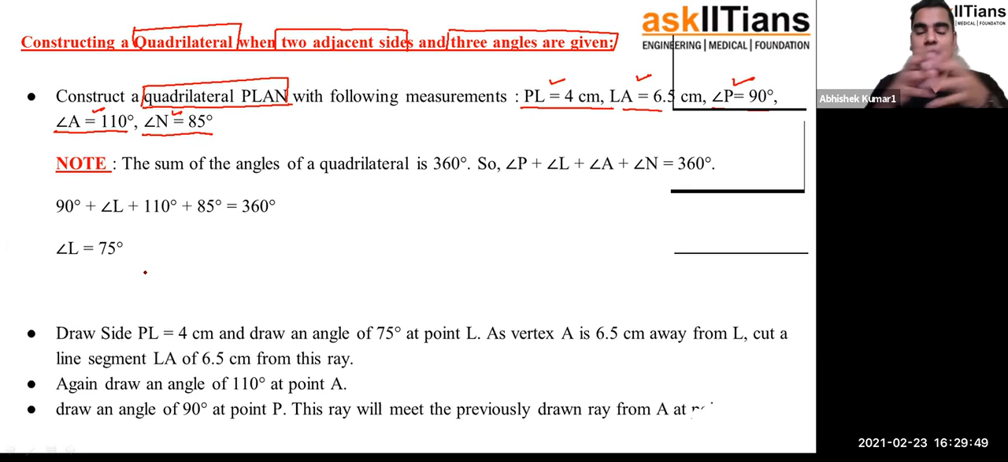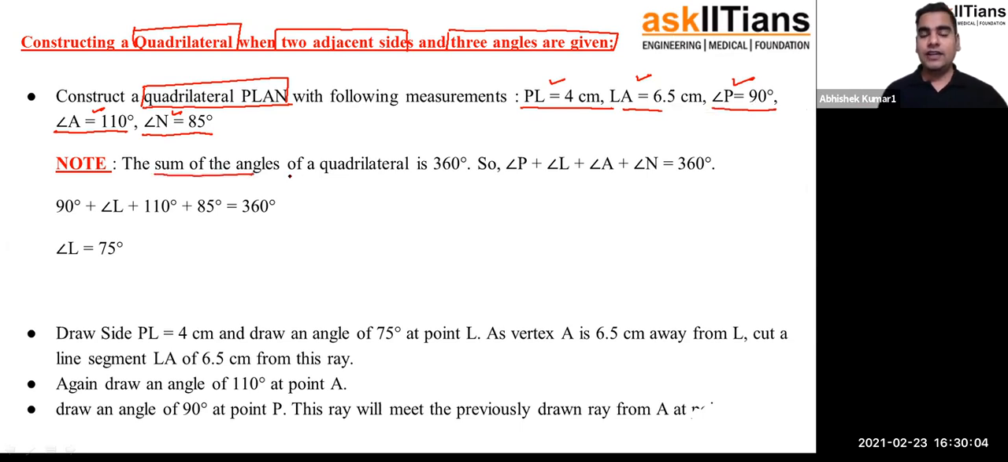And maybe when we learn how the construction can be done, you will see what's the benefit of calculating that fourth angle, or how that fourth angle is going to benefit us. Let's see. Okay, so we know that the sum of angles of a quadrilateral is 360 degrees. We all know that, right?